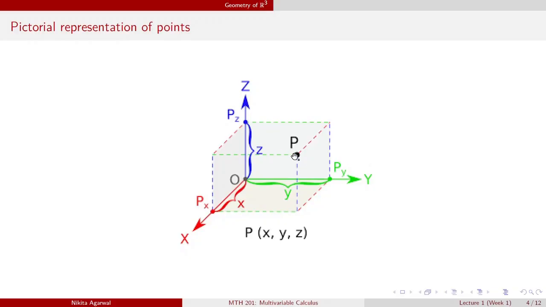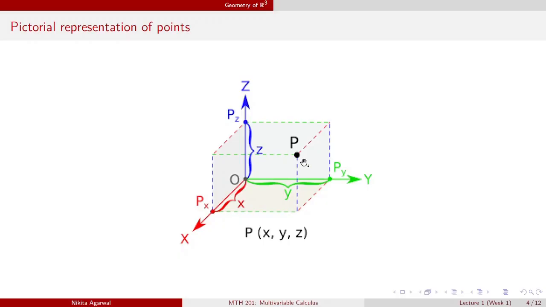Similarly, you drop a perpendicular from P to the xz plane. When you drop this perpendicular, this is this green line that you see. You look at the side which is now on this back side on the y-axis. Because it's a cuboid, the length of this is the same as the length of this, and this is basically the second coordinate of this point, which is y.